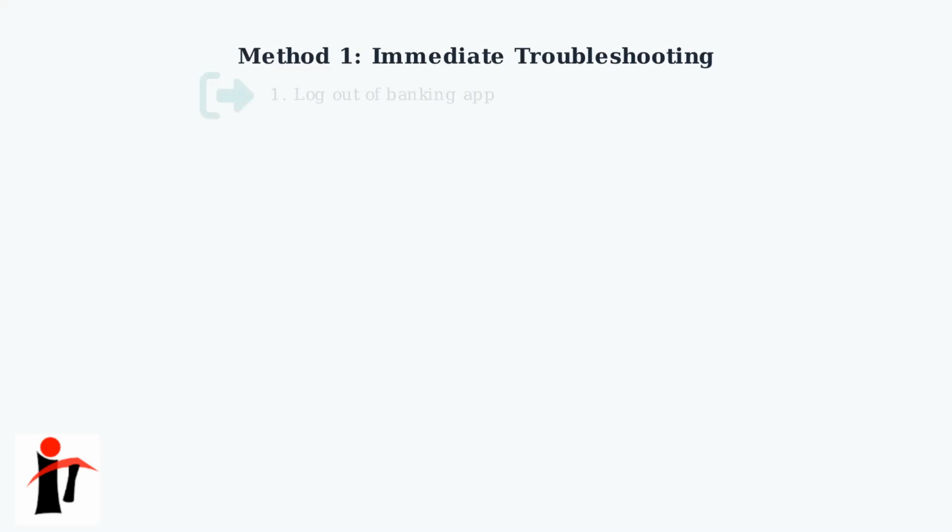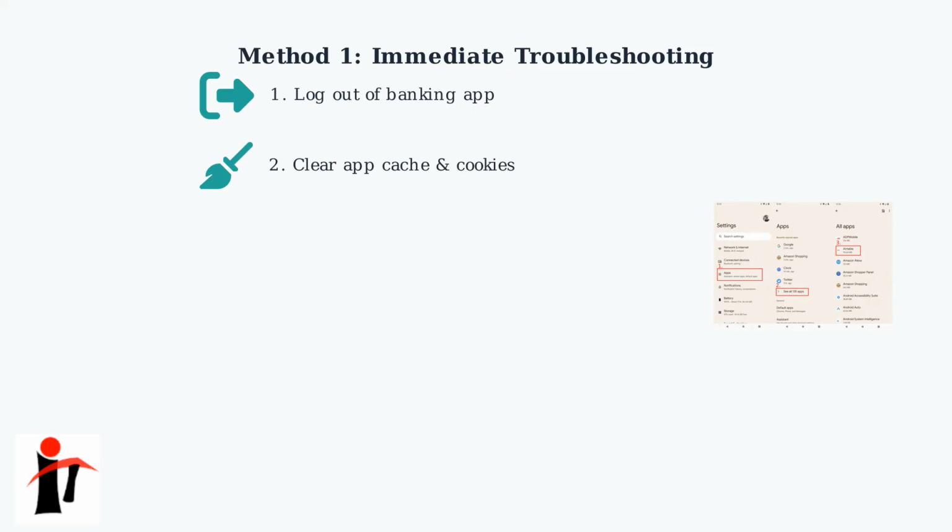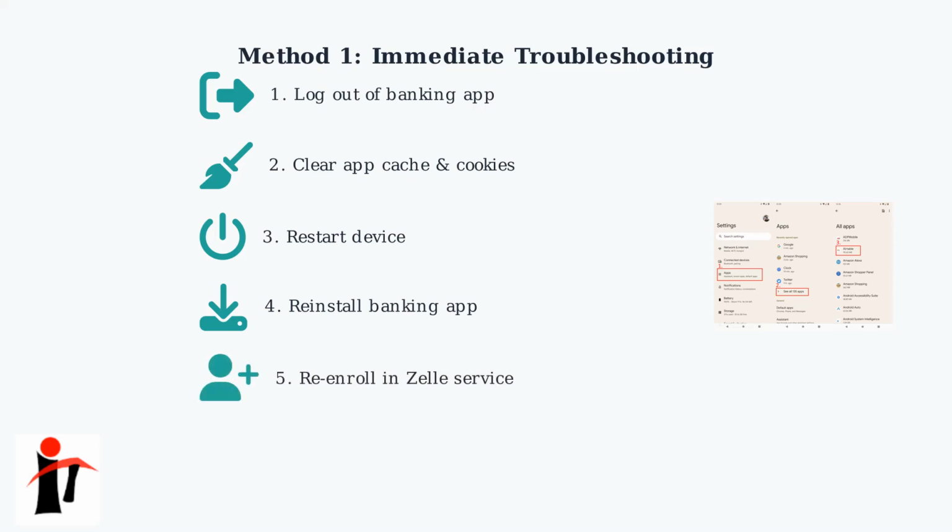The first method involves immediate troubleshooting steps that resolve most Zelle Error C301 cases. Start by completely logging out of your mobile banking app to reset the session. Next, clear your app's cache and cookies to remove any corrupted temporary data that might be causing the authentication failure. Restart your device completely to ensure all background processes are refreshed, then reinstall your banking app if the error persists. Finally, re-enroll in Zelle service using your current contact information and verify your phone number and email through the confirmation messages.